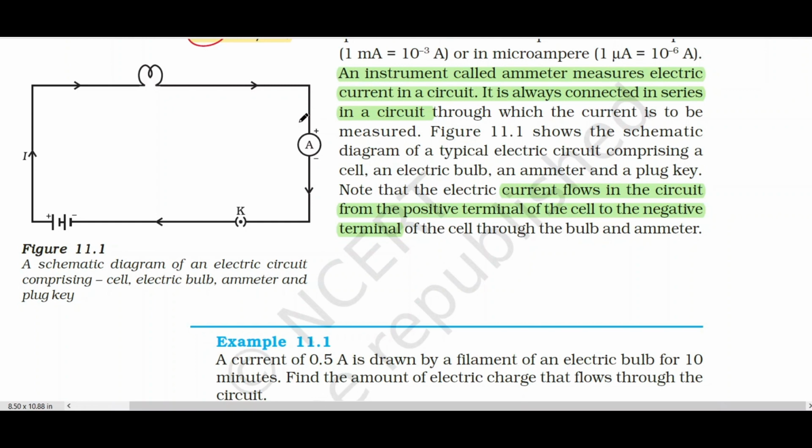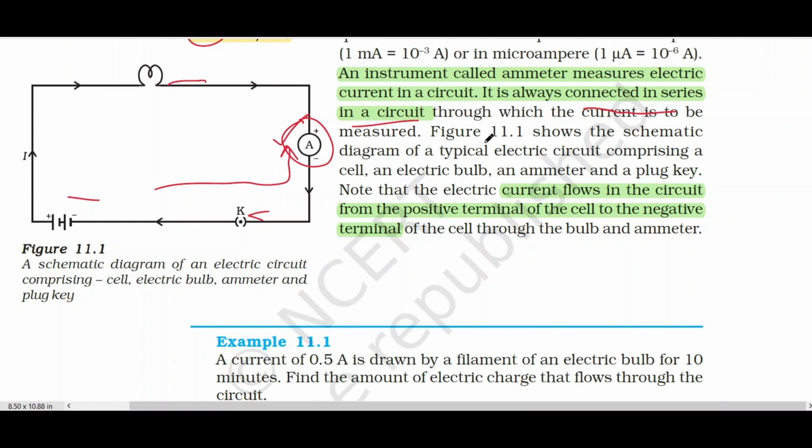तो इसका मतलब क्या हुआ? This is your instrument which is called an ammeter. और ये सीरीज में लगता है. मतलब जिस लाइन में आपका बल्ब है, की है, बैटरी है, उसी लाइन में आपका अमीटर लगेगा. ओके, सो दिस इज कॉल्ड दैट इट इज कनेक्टेड इन अ सीरीज. इसका मतलब ये सीरीज में कनेक्टेड है. ओके, थ्रू विच द करंट इज टू बी मेजर्ड. और इसके थ्रू करंट मेजर होता है.